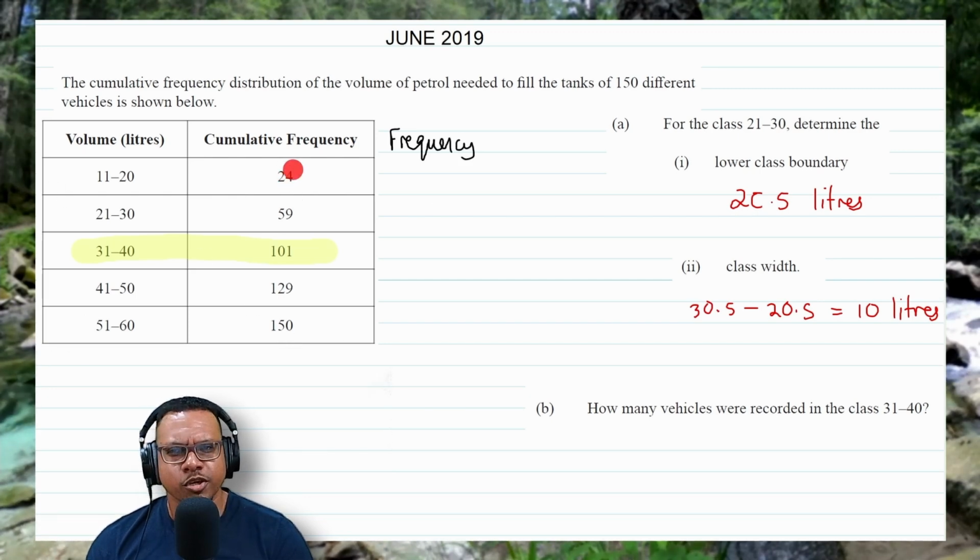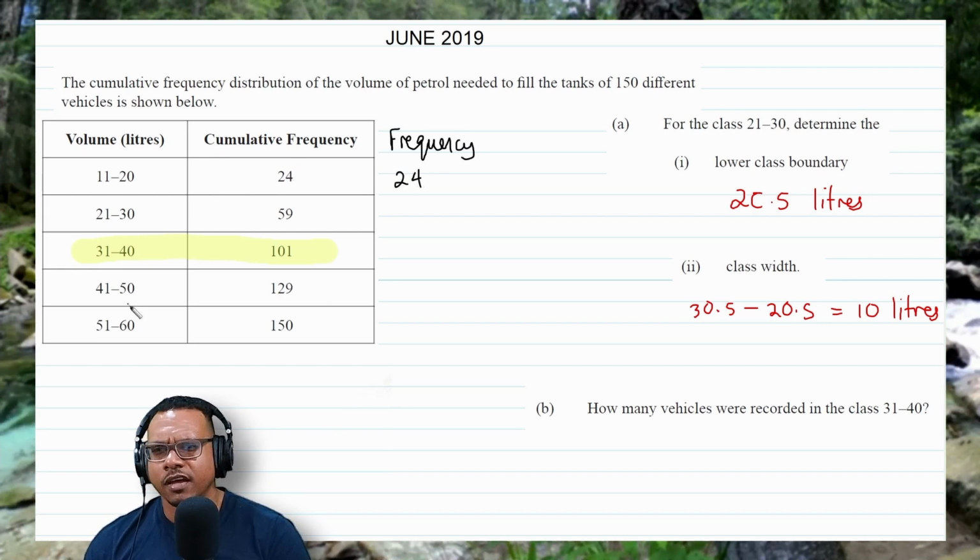And my first cumulative frequency would be my first frequency. So that first frequency will be 24. And now 59 take away 24 will give the frequency that's supposed to come here. All right, so 59 take away 24 is 35.